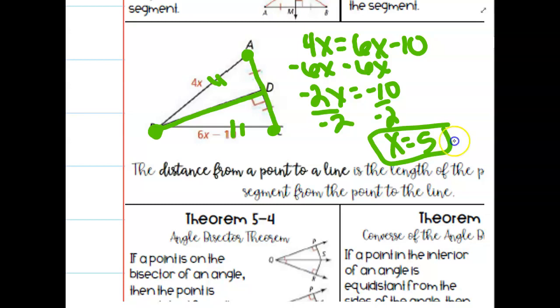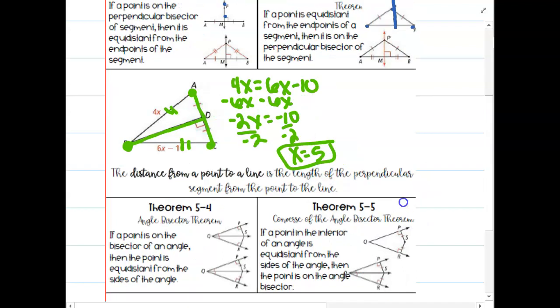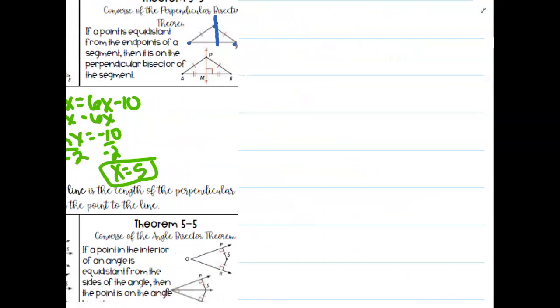Now the next two theorems deal with the distance from a point to a line. If we're looking at a picture here, this can be hard to think about. So I've got this point here, and then I've got this line.